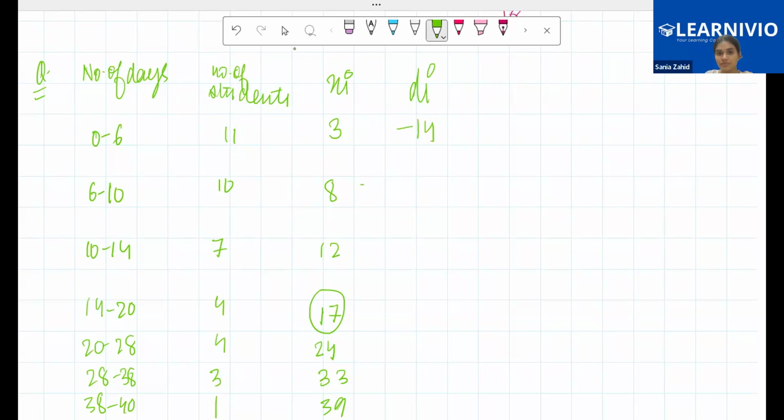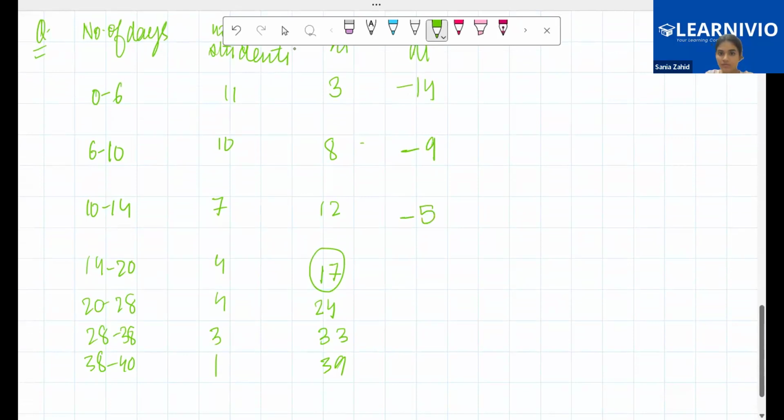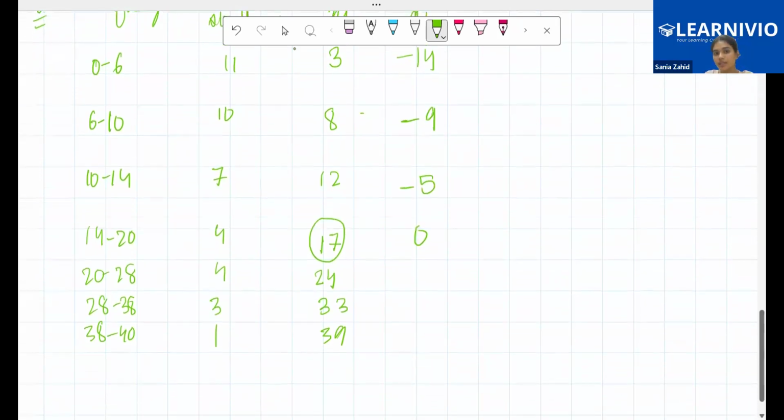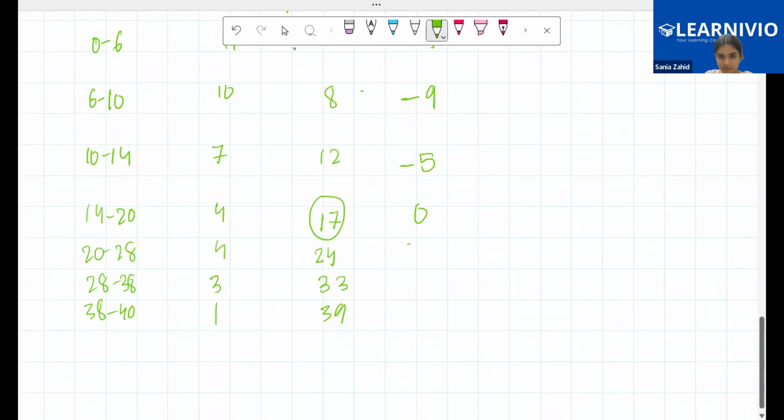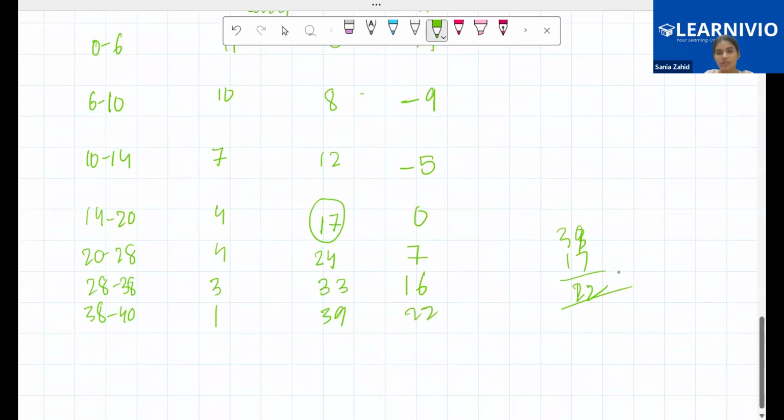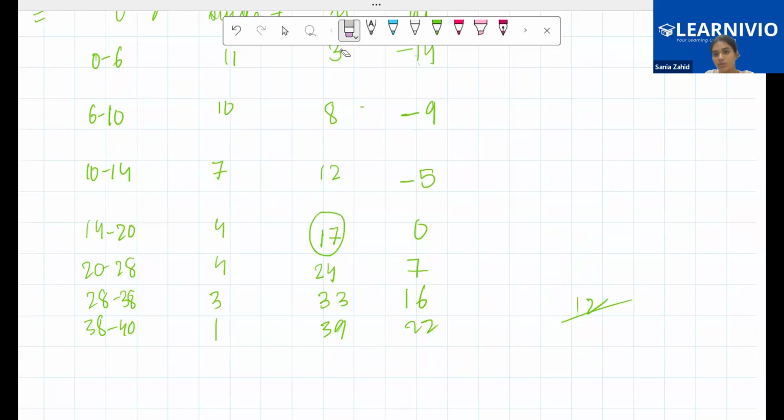And then minus 9, minus 5, 0, then 7, 10, 33 minus 17, you get 16. Then 39 minus 17, you get 22. Right?